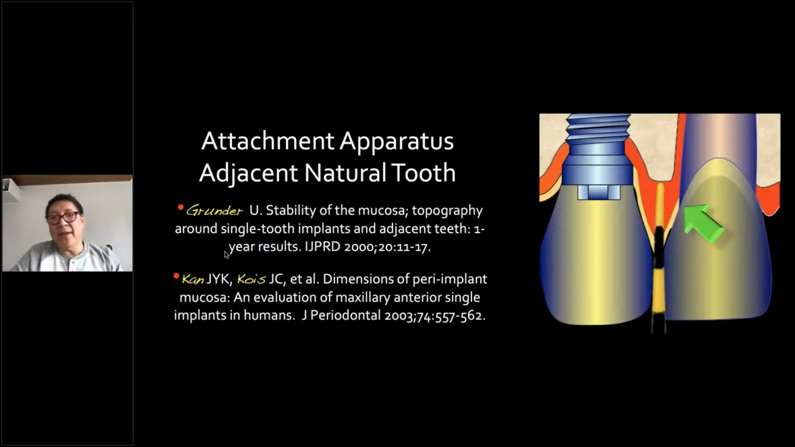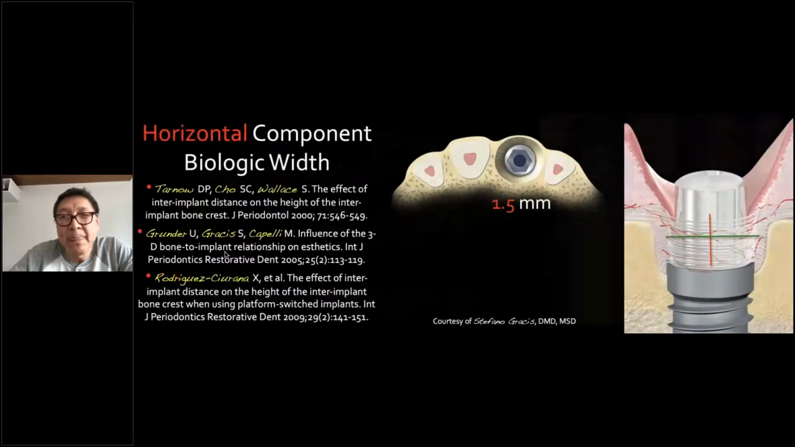If you look at then studies that were done by, say, Uli Grunder and Joe Kahn and John Coyce, they showed that what really holds the attachment or the papilla adjacent to an implant is not the implant, but actually the attachment or the supracrestal attachment on the natural tooth side.